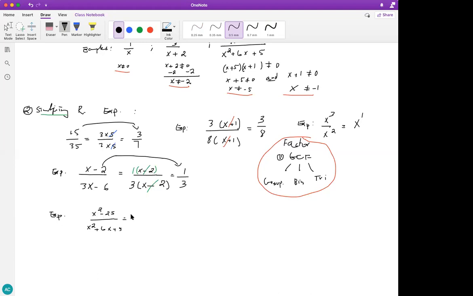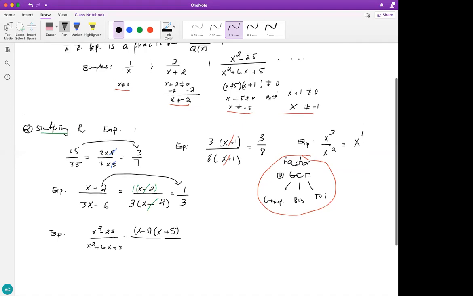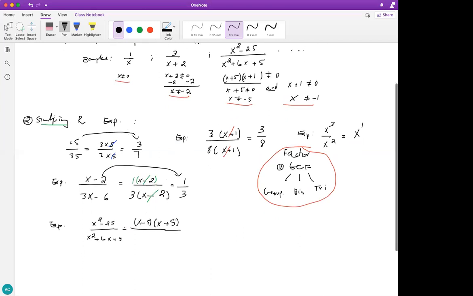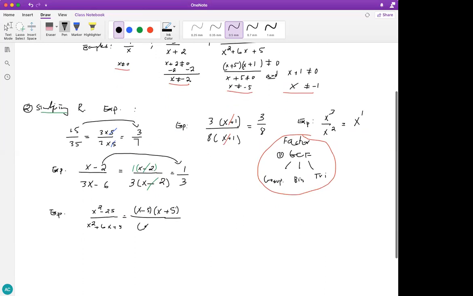How do you factor the top? What is it equal to? x minus 5, and x plus 5. Okay, so again, we did the factoring before, so that's something you will have to review. The bottom one is a trinomial. We did it here earlier. So it's x plus 5, x plus 1.